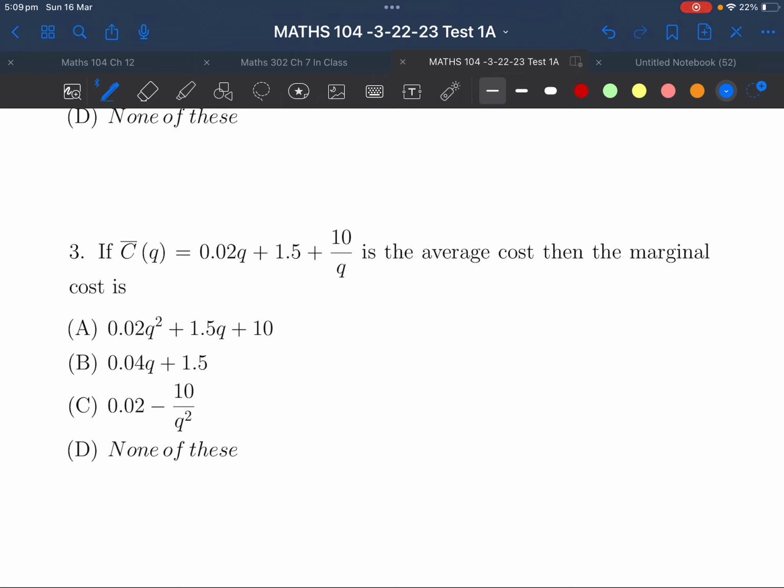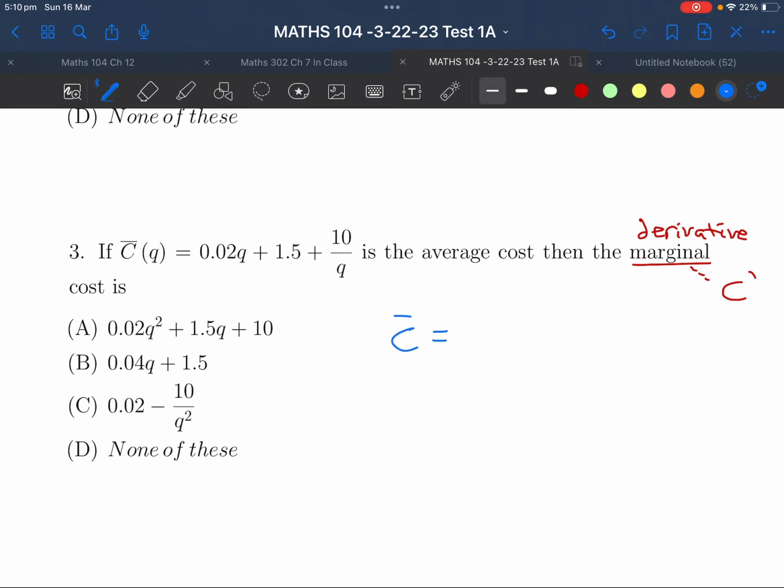We have the average cost given by this formula. We need to find the marginal. Remember, marginal is another word for the derivative. So we need to find the marginal cost, which means we need to find C prime. I don't have C, I have C bar. Now what's C bar?